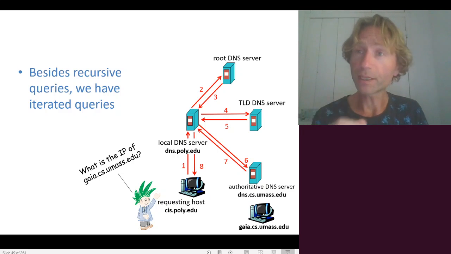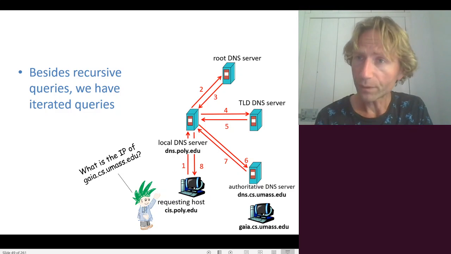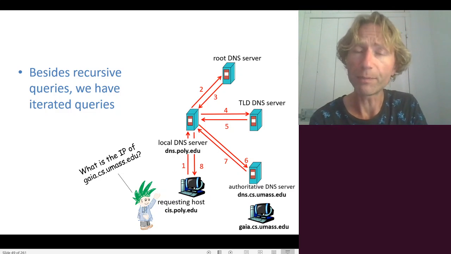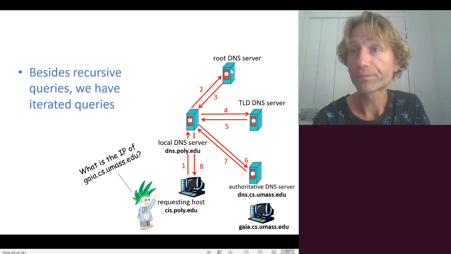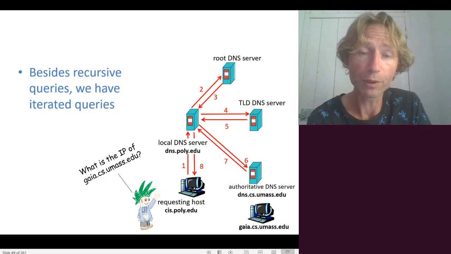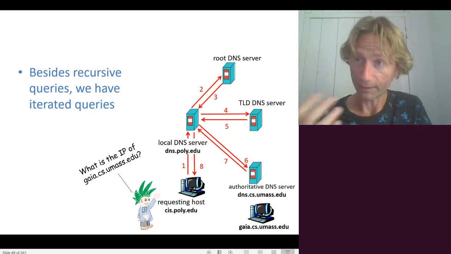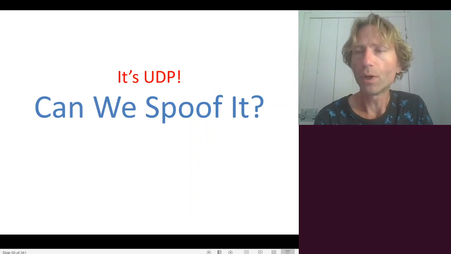Okay, and finally, there are these two modes of operation, but very often we find the iterative mode is used in practice, and we shall see an example of that in a minute. So even if your local name server requests a recursive lookup, the root name server or the top-level domain name server may actually refuse and modify that into an iterative query. All right, so all of this is UDP.